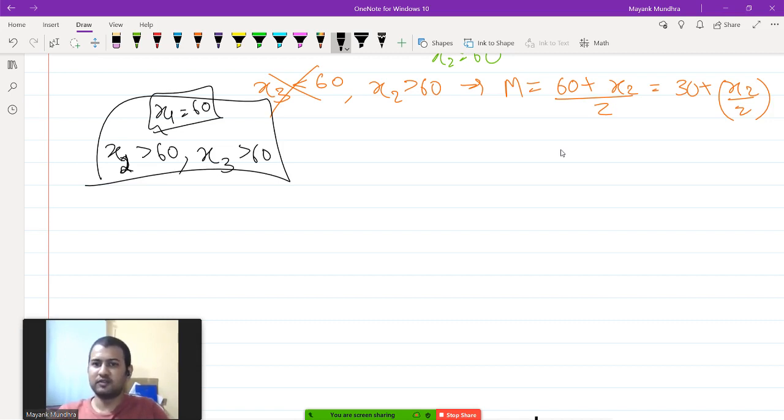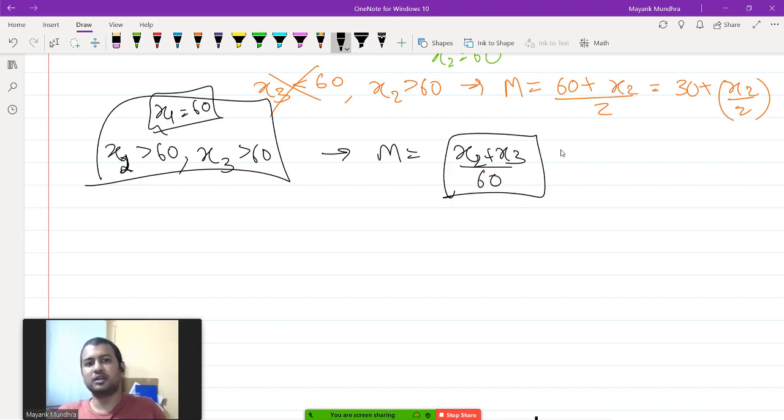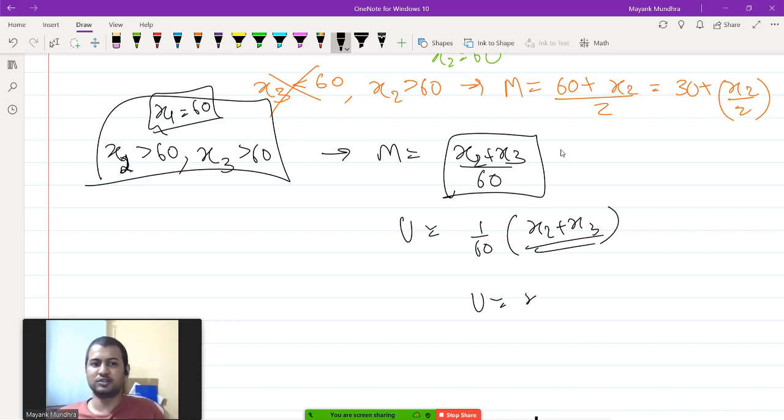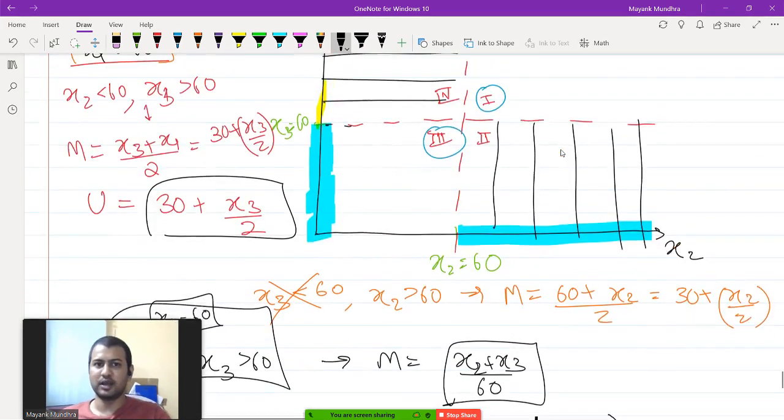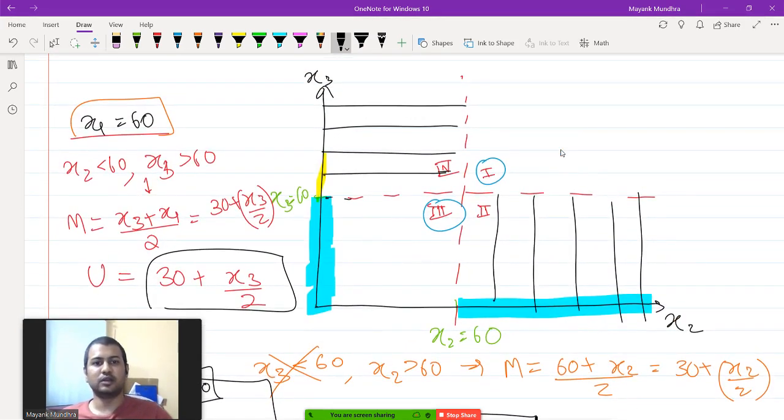x1. You will drop off x1. So your final marks are going to be x2 plus x3 by 60. So your utility function is 1 by 60 times x2 plus x3. So this is basically a perfect substitutes situation, x2 plus x3. Remember, utility equals x plus y. So this is just x plus y by 60. So the ICs are going to be similar to utility equals x plus y. So the ICs will basically look like this. In this region, they are going to look similar to the ICs of x plus y.